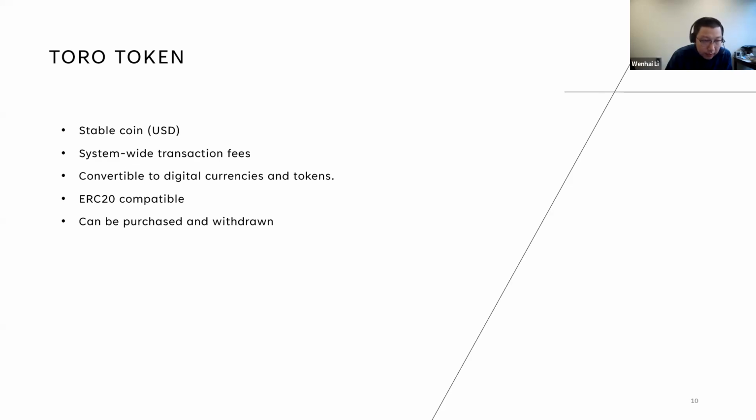Second, you also need to know that anytime we do a transaction of Toro, there will be a system-wide transaction fee. For example, address A transfers 100 Toro to address B, and the amount of Toro actually received by address B will be a little bit smaller, like 99 point something. That small deduction is actually the transaction fee. You may wonder how much the transaction fee will be. We do have an API, which I can show you later, so you can query what the transaction fee will be.